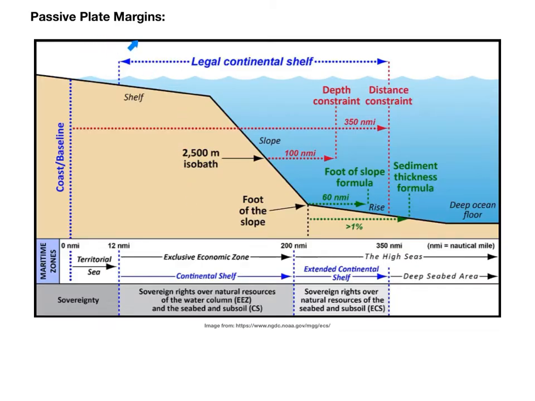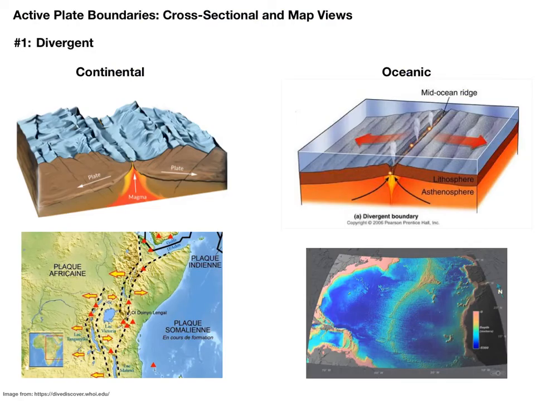So understanding passive plate margins is important because it tells you about the sovereignty of different waters and where it's legal for you to do things like fish or to claim areas as your own. So you can see there are lots of different special determinations here, where it talks about the exclusive economic zone, the rights over natural resources of the seabed and subsoil. And this is important when it comes to trade, oil, any number of different things. But what we care about most right now are those active plate boundaries.